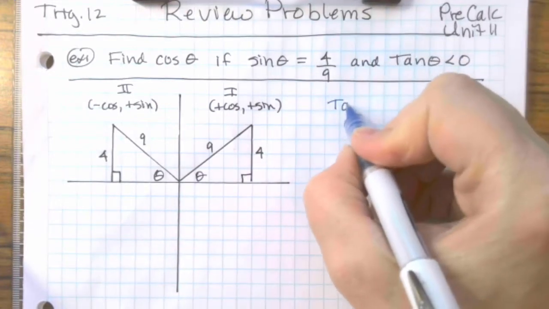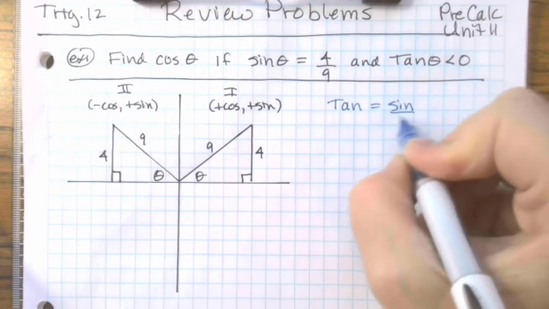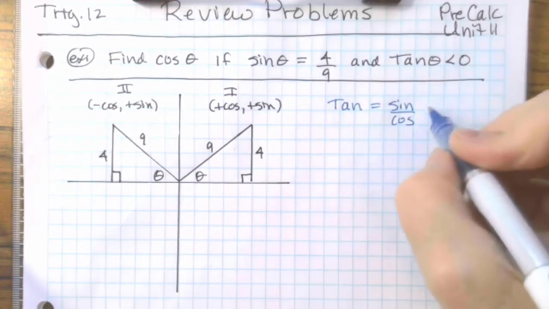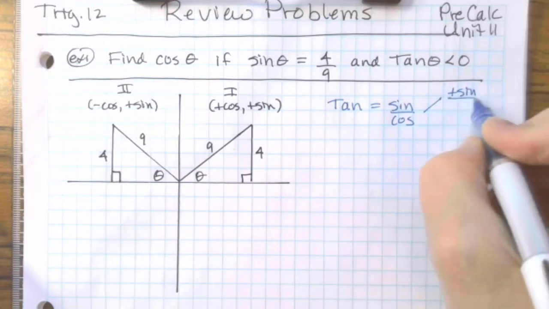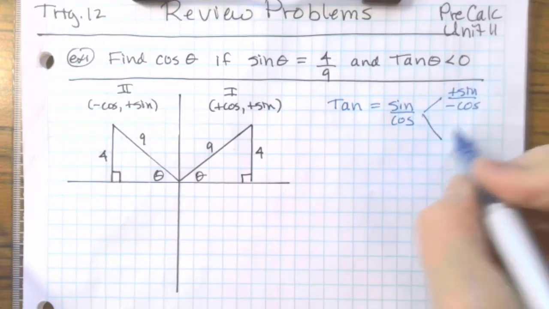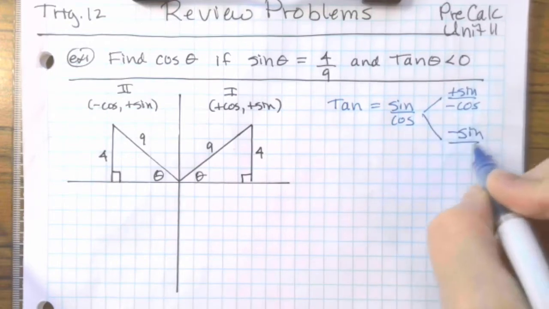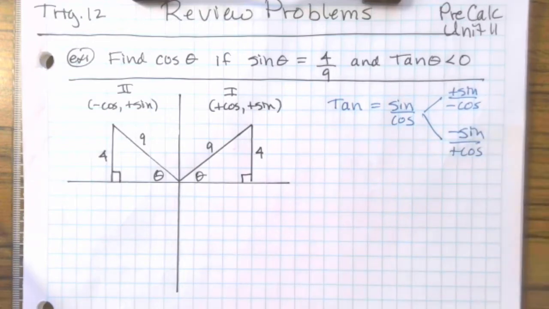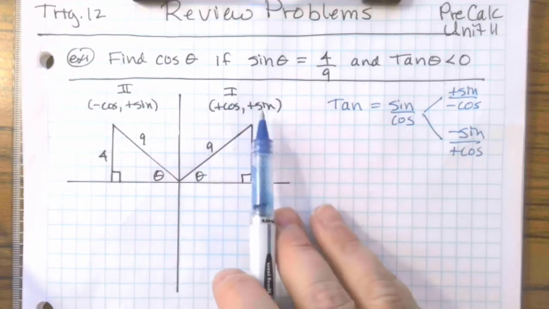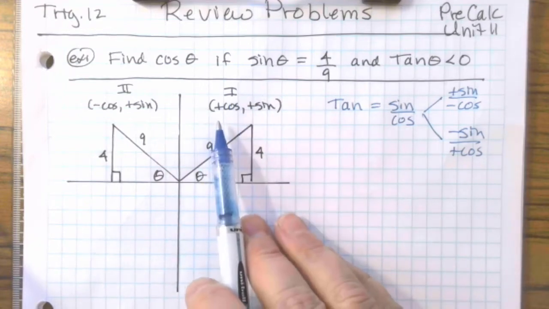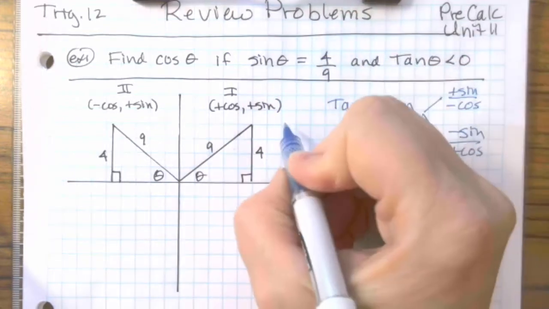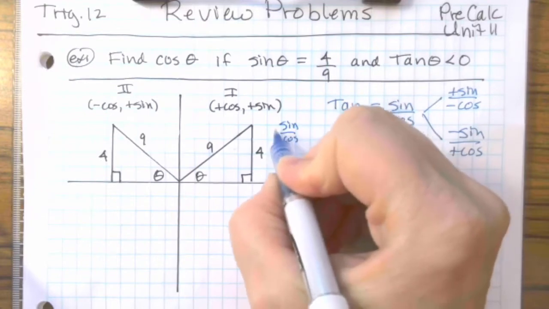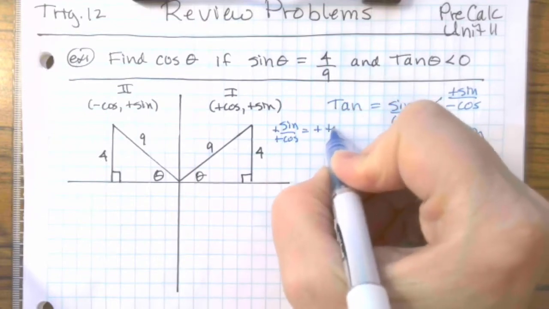So remember, tangent is sine over cosine. So it's either going to be a positive sine over a negative cosine or a negative sine over a positive cosine. Those are the only two situations where tangent of the same angle would have to be negative. Well, in quadrant 1, a positive divided by a positive is a positive. So they can't be in quadrant 1 because sine over cosine is a positive tangent.